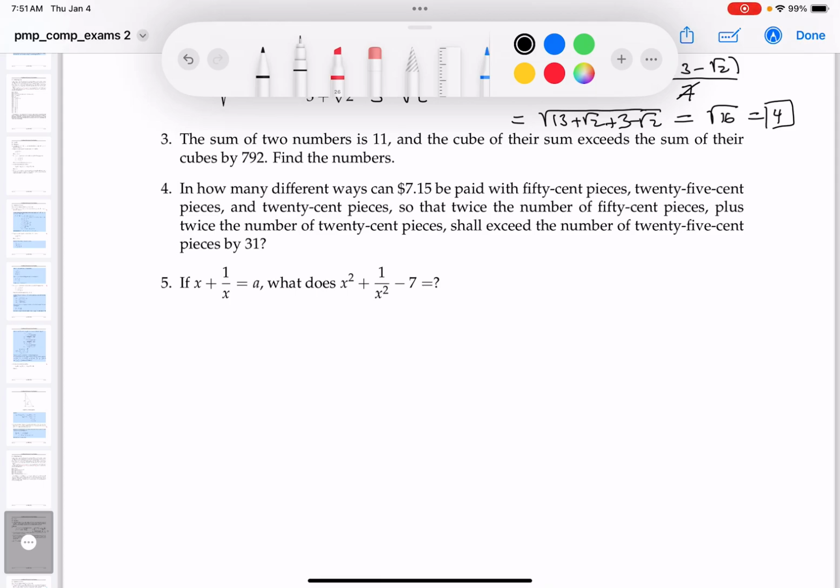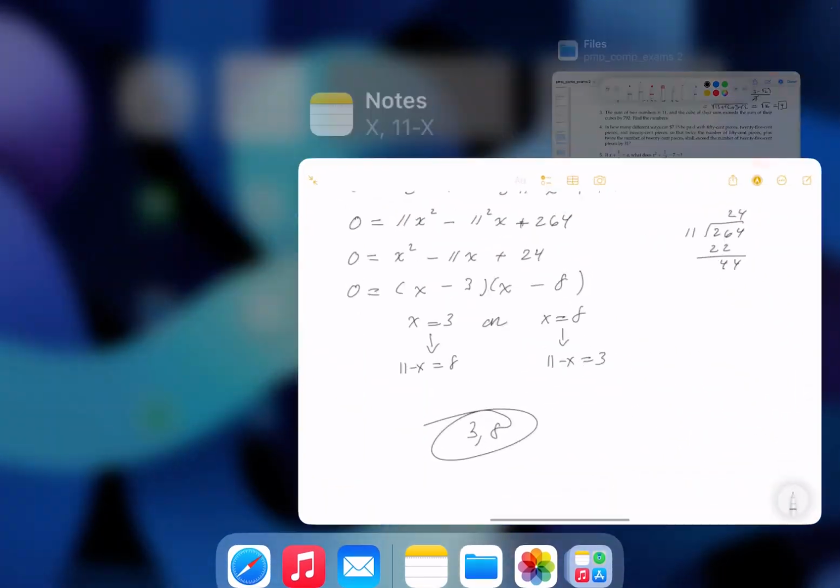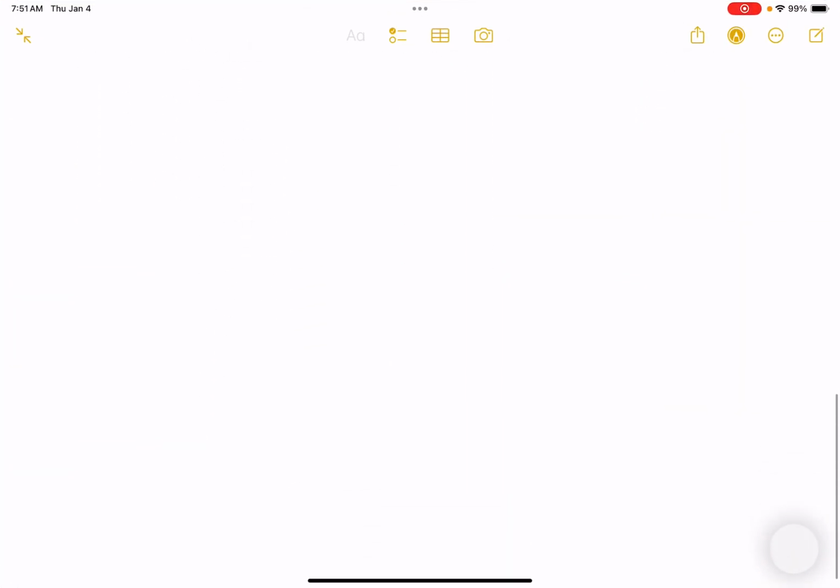Okay, if you're looking at number 4, it says how many different ways can $7.15 be paid with 50-cent pieces, 25-cent pieces, and 20-cent pieces, so that the total number of 50-cent pieces plus twice the number of 20-cent pieces shall exceed the number of 25-cent pieces by 31. It's a mouthful, and I'm not trying to memorize anything. I certainly have the document in front of me, but I am going to go to the whiteboard, and I need to write things down, by the way. And like I always say, one step at a time.